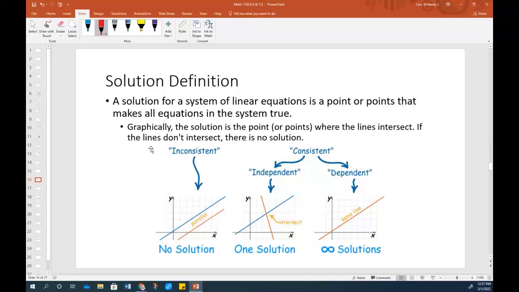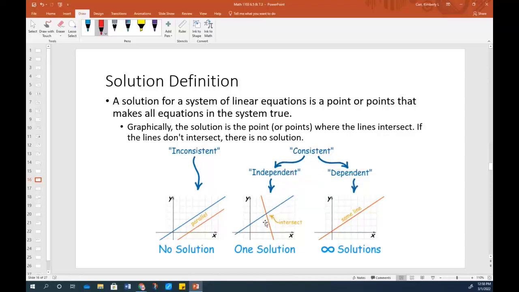So this is kind of a summary slide of what it would look like graphically. If you graph two lines and they are parallel, they don't hit at all, then there's no solution. And no solution is also called an inconsistent system. Well, the opposite of inconsistent will be consistent, which means there is a solution. So the question when things are consistent becomes, are the lines two separate lines? Are they independent of each other? Or are they actually the same line, which we call dependent?